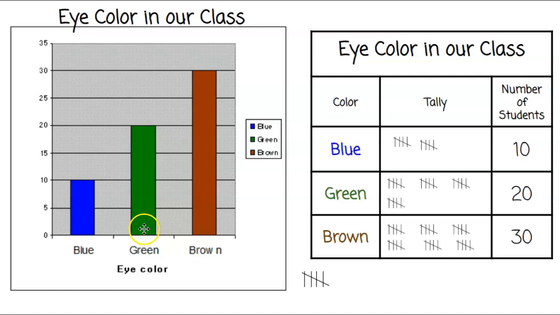On my green column or bar, I go up to the top, and over on the side I go to 20, and then what I would like to do is write 20 up here so I don't have to keep looking back over to the side. I just know what that number is because I've written it down. And the last bar, I go up to the top and I go over to see that 30 people have brown eye color.